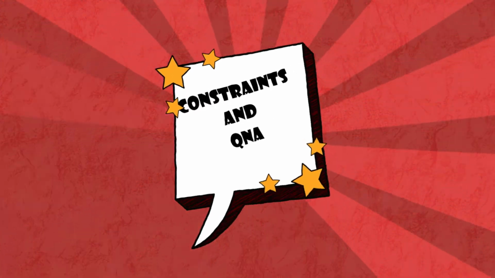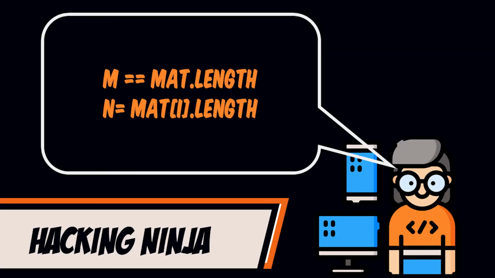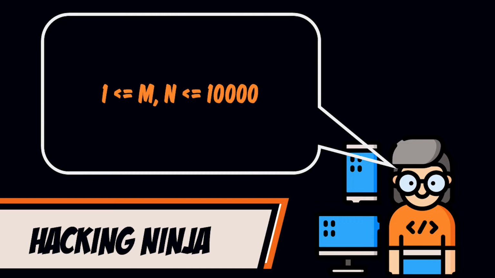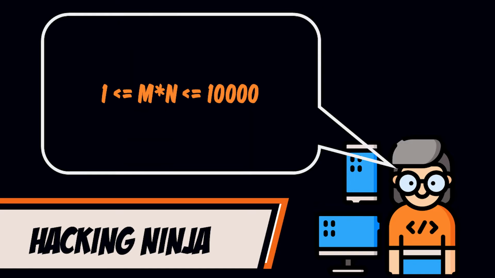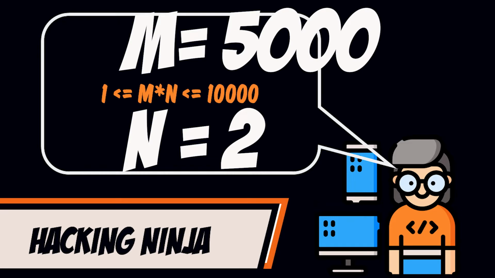Let's look at some of the constraints to get some additional information. The length of the row or the length of the column can range from 1 to 10,000. The other interesting thing is we can have up to 10,000 elements in our matrix if we combine m cross n. So if m is equal to 10,000, n can't be equal to anything other than 1 because it would violate the second condition. So if one is 5,000, the other one will be 2, and so on and so forth.